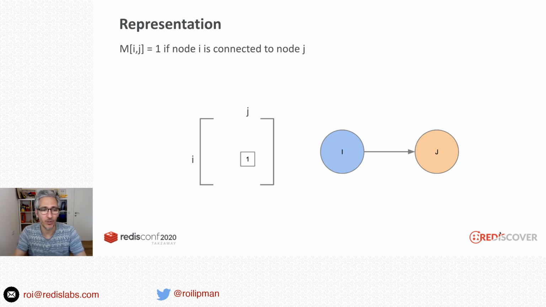And so you can think of the rows of the matrix as the source nodes and the columns of the matrix as the destination nodes. So row I, column J has a 1 in it, meaning that some node with ID I is connected to, and this is a directed connection, to some other node with ID J.